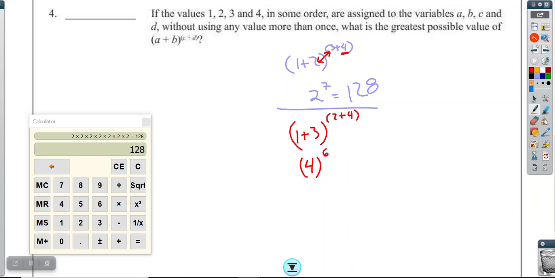Now, wait a second, 4 is just 2 squared, right? So we have 2 squared to the 6th, that's going to be equal to 2 to the 12th. That is way bigger than 2 to the 7th, so I think we got it. So this is 2 to the 7th on our calculator, 8th, 9th, 10th, 11th, and 12th. And so there's our answer, 4096. All right, so there you go. Have a great weekend.